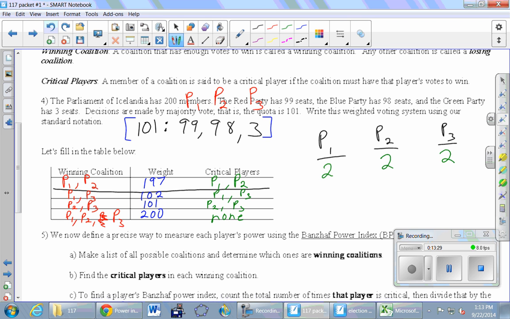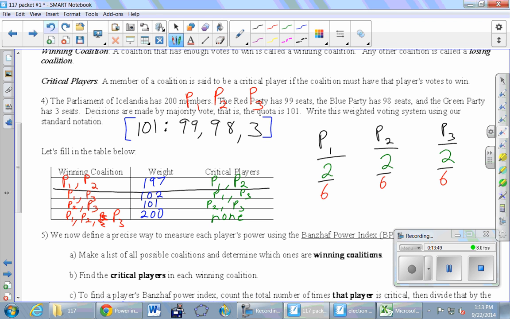Remember, we turned them into fractions. Just like last class, we need to turn these guys into fractions. Divided by 6. Why 6? All of them added together. There were 6 critical players altogether. So we divide everything by 6.